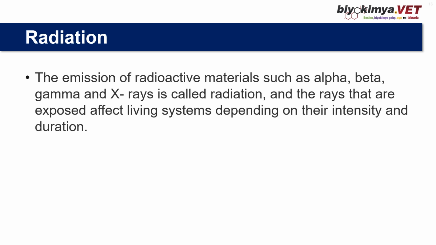The emission of radioactive materials such as alpha, beta, gamma, and X-rays is called radiation, and the rays that are exposed affect living systems depending on their intensity and duration. Most affected cells and organs include lymphocytes, erythrocytes, gastrointestinal tract, eyes, anterior pituitary lobe, egg follicles, and mucous membranes.